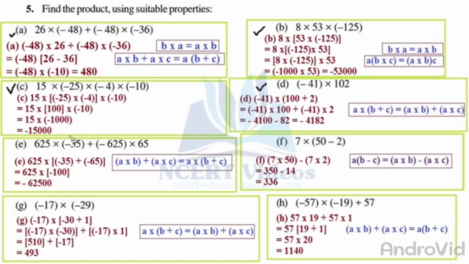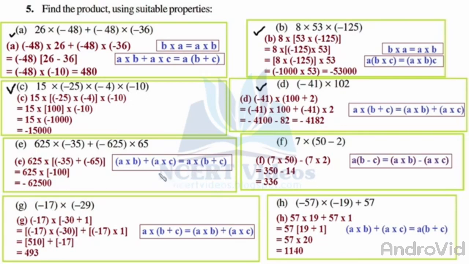E part. Now here we can see 625 is common, but here this is negative whereas this is positive. So we give negative sign to this plus 65. So plus 65 becomes negative and 625 becomes positive. Now we can take it common, minus 35 and plus as it is minus 65, because we made it negative. Now using this property, a into b plus a into c, a is taken common and adding b plus c.